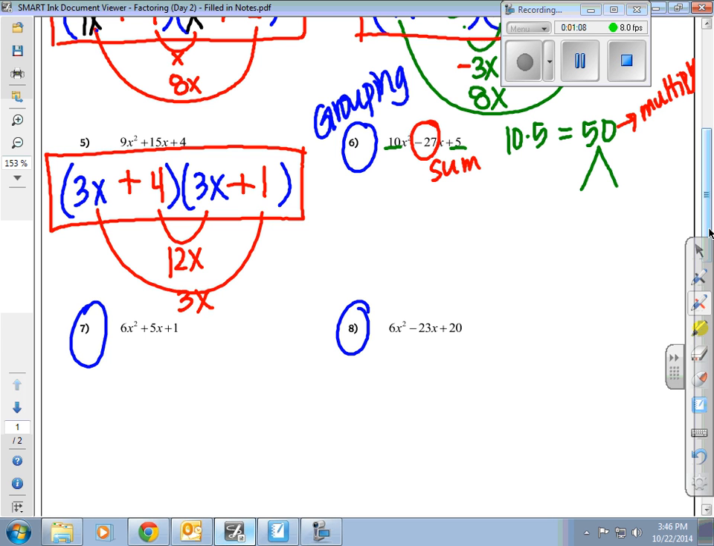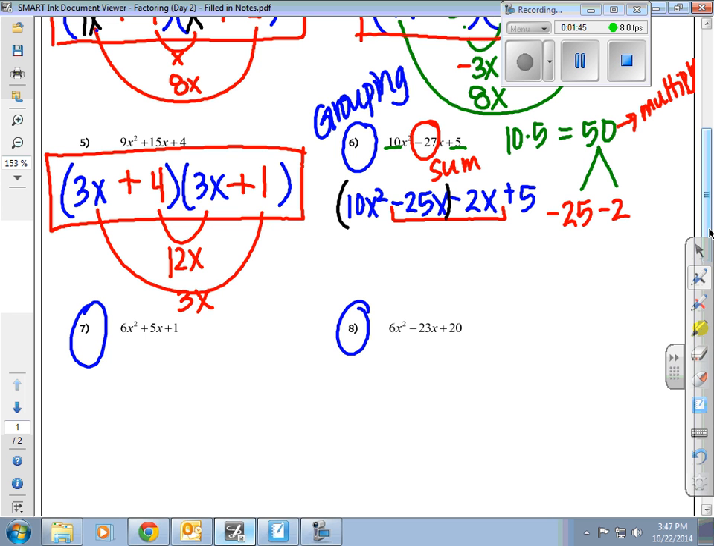Well, I know that 25 times 2 gives me 50, and if I make them both negative, that would add to negative 27. Then I rewrite my trinomial. I would have 10x squared, and here's where it comes in. I rewrite negative 27x as negative 25x minus 2x plus 5. Because if you combine like terms, negative 25x minus 2x would give you negative 27x.